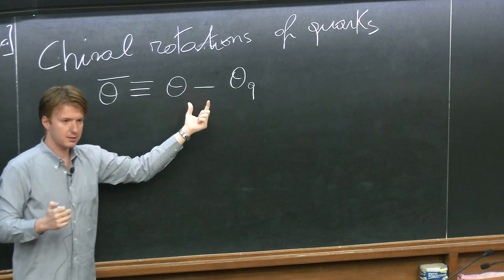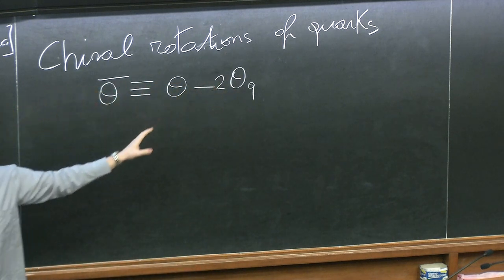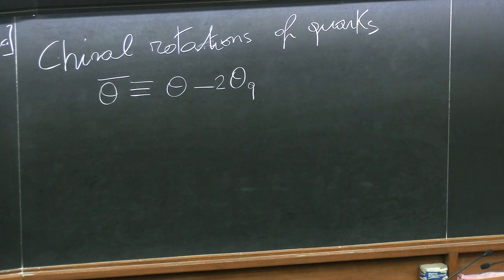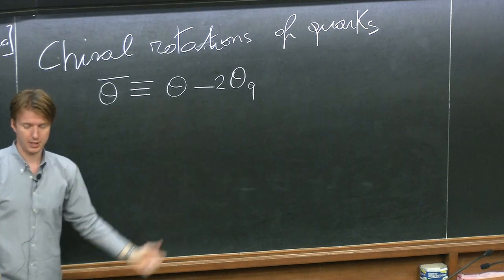And I think there is a 2 here, but it doesn't matter. The only important thing is that there is a physical invariant quantity, which is a combination of these two phases. And if you compute any Green function, any matrix element, it can only depend on this combination, of course, because that's something you observe.